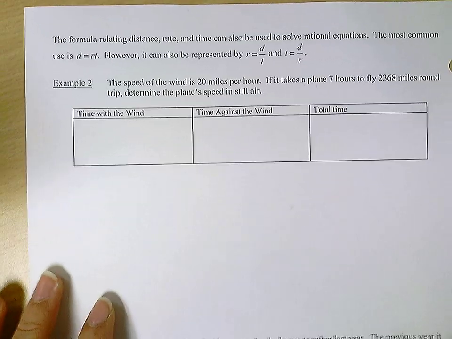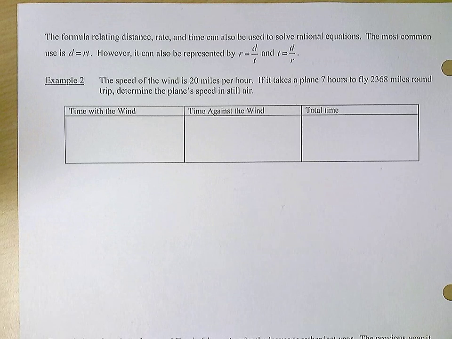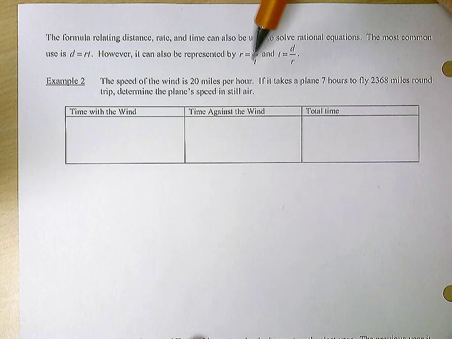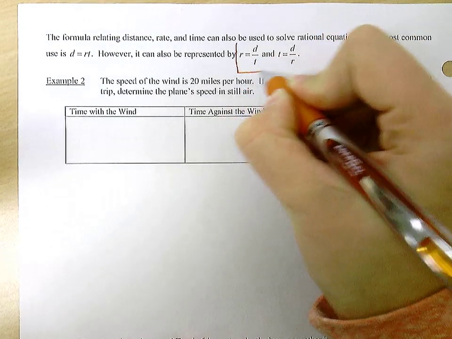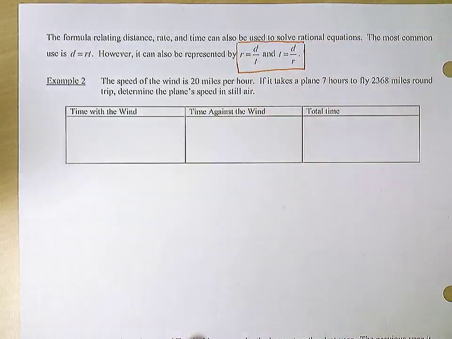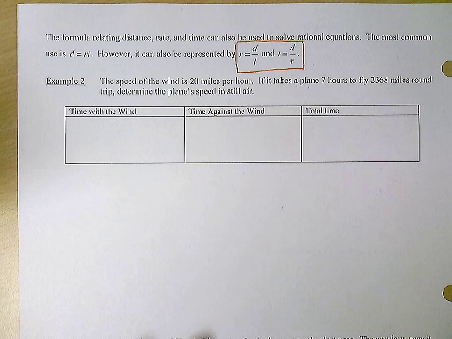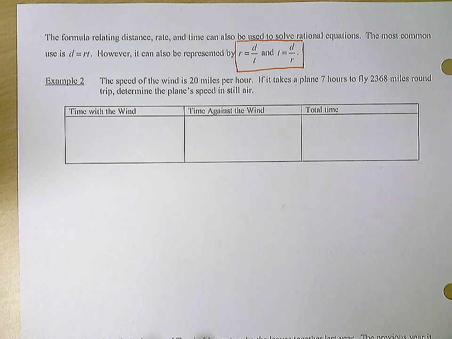All right. On the back then, we have a distance problem, a rate problem. The formula relating distance, rate, and time can also be used to solve rational equations. The most common use is D equals R times T, so distance equals rate times time. However, it can also be represented by rate is equal to distance over time, and time is equal to distance over rate. So we can also use it this way, where we do have these fractions. That's what we're going to do in example 2.